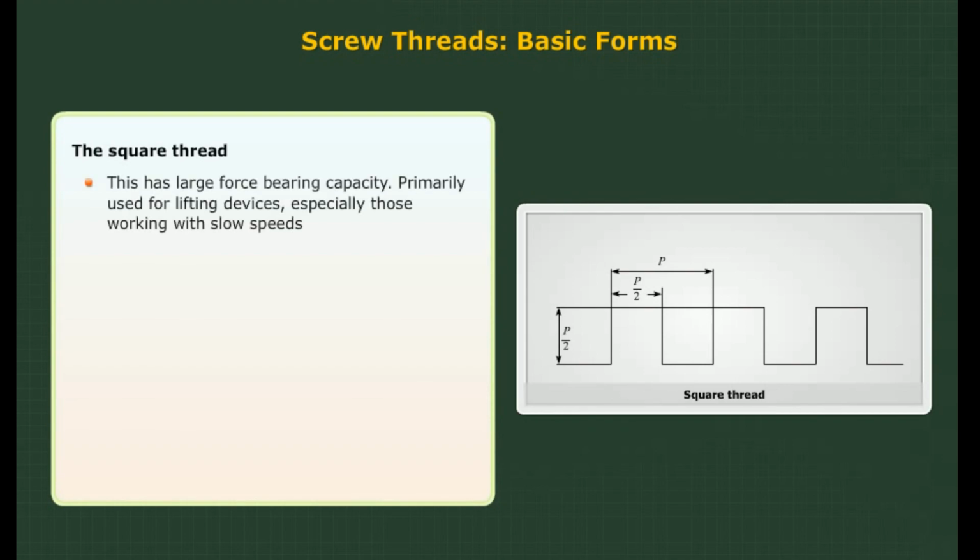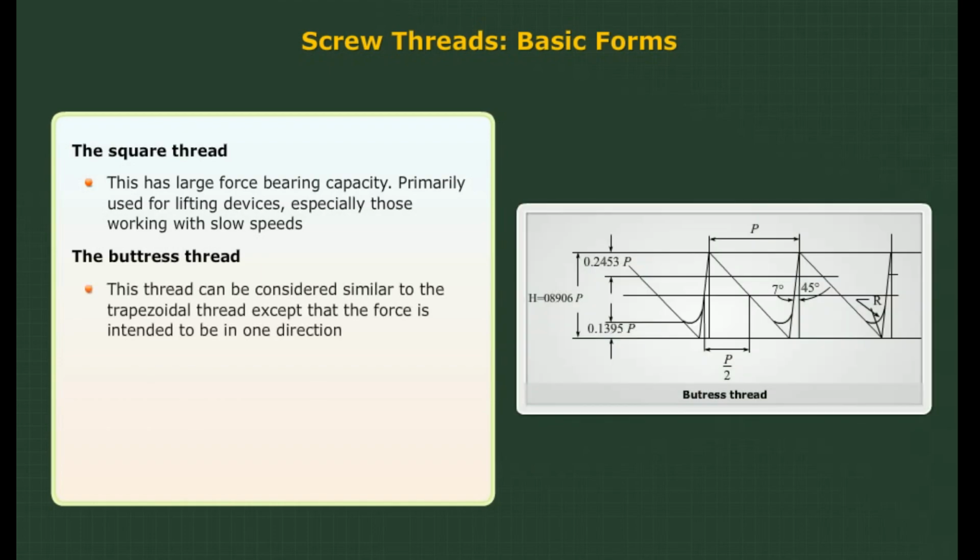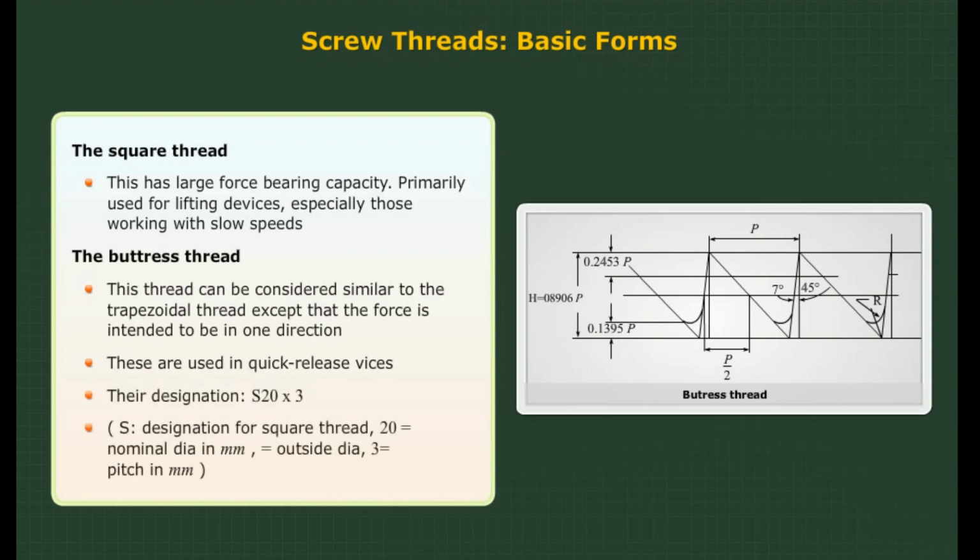The square thread. This has large force-bearing capacity, primarily used for lifting devices, especially those working with slow speeds. The square thread. This thread can be considered similar to the trapezoidal thread, except that the force is intended to be in one direction. These are used in quick-release vices. Their designation S20 into 3.